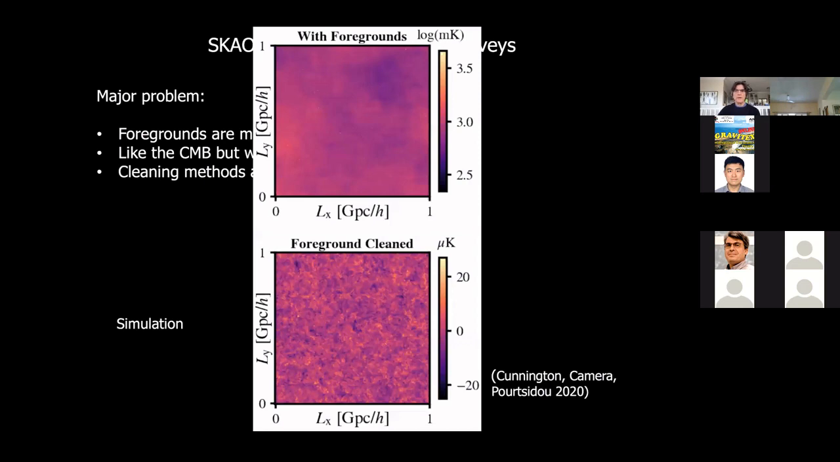So the foregrounds, you're seeing here an example of a simulation with foregrounds above, and you can see the scale, the color bar here, in terms of millikelvin, whereas the signal after you've cleaned the foregrounds is down to microkelvin. But this is what we can achieve according to simulations with some of the latest methods in this paper here from last year, Cunnington, Camera, and Pourtsidou.